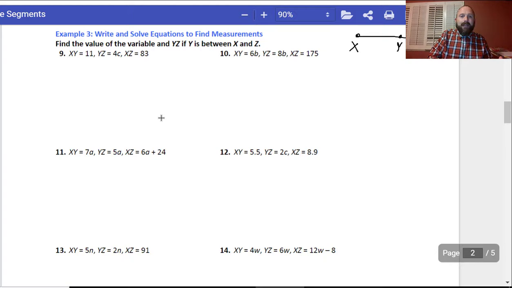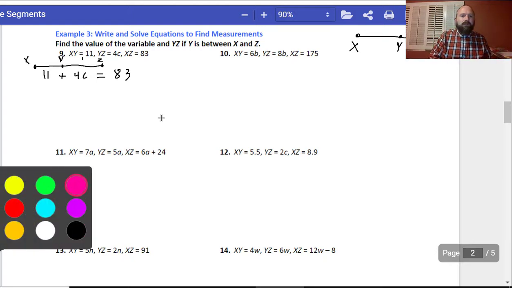So it's saying XY is 11. I'm going to label this XY. And then YZ is 4c, so I'm going to write 4c. And I'm going to write Z right here. And it says XZ is 83. So I know that 11 plus 4c is equal to 83. Well, now I just have to solve for c.